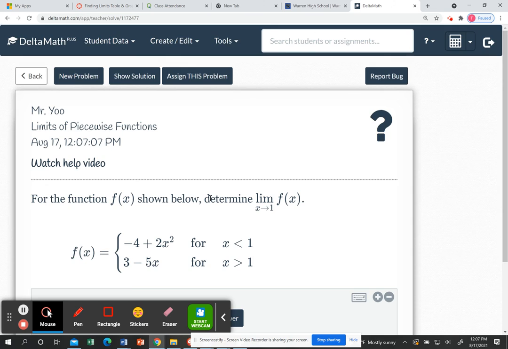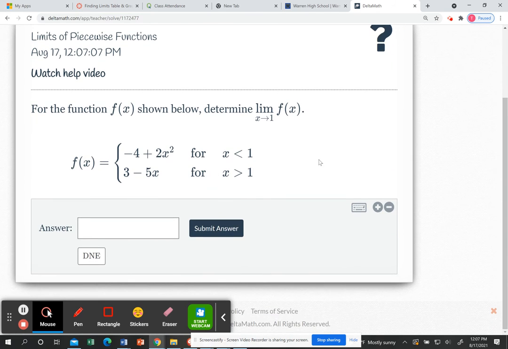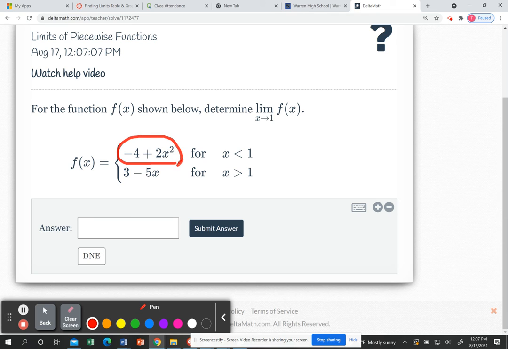Alright, I'm going to skip the horizontal asymptote. I'm hoping you know how to figure this out. This piecewise function is very important. You need to know how to graph your piecewise function. Okay, so let's go ahead and you need to graph both of them on your graphing calculator. First, go ahead and graph -4 plus 2x squared. What type of graph is that? Anybody have an idea before using your graphing calculator? It is a parabola that is opening up. Okay, go ahead and graph it.